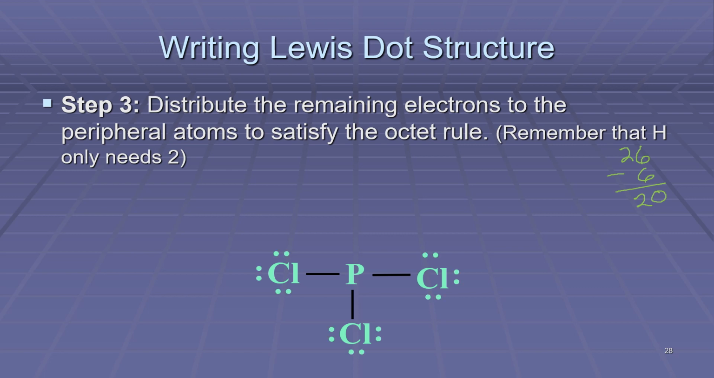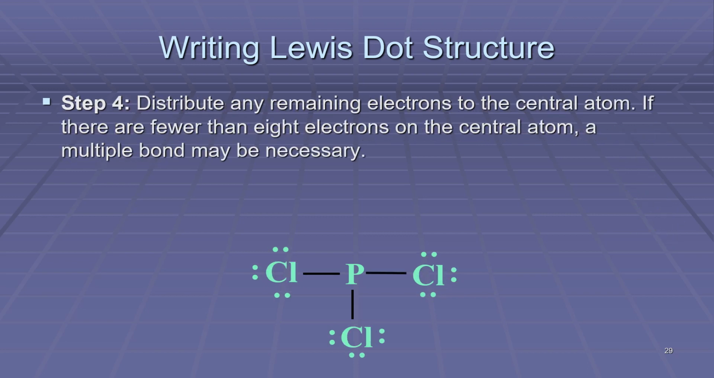So in this case, keep in mind that hydrogen only needs 2. Once hydrogen makes a bond, it doesn't need any more. But in this case, each chlorine needs 6 more. So how many have I used? I've used 18 more electrons, so I still have 2 electrons left.